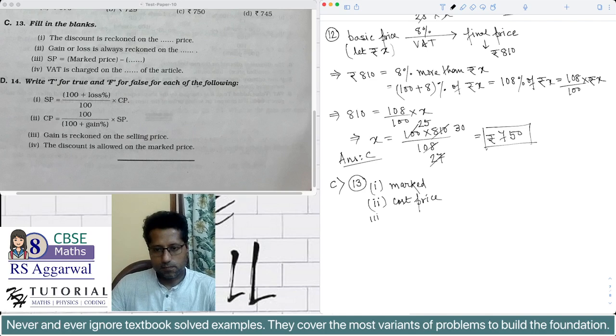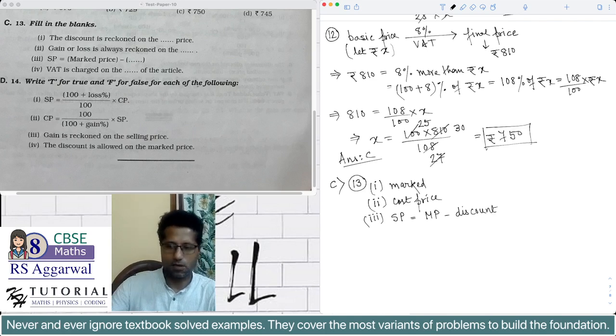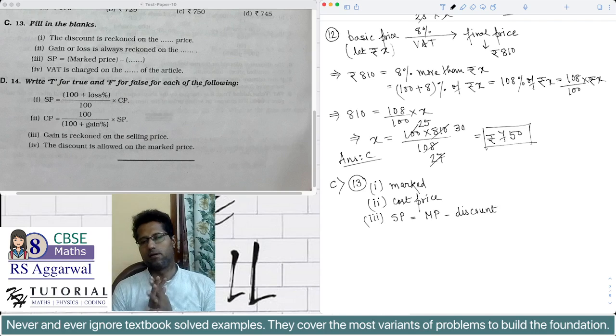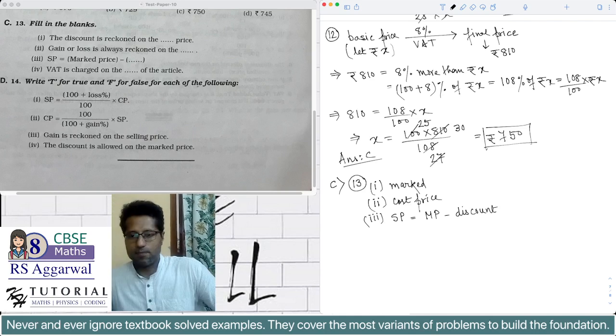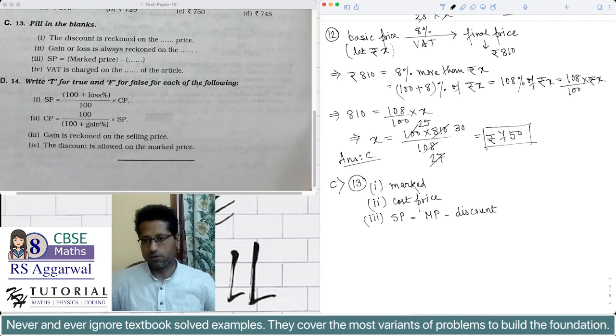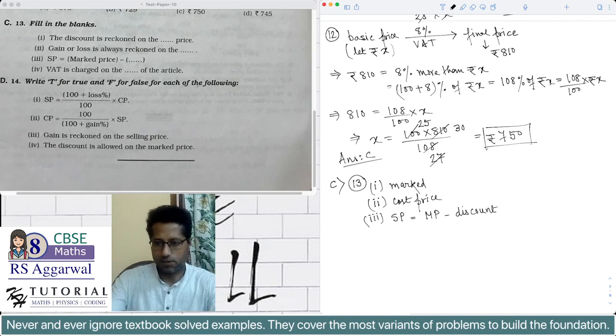Part 3, it is given that SP is equal to mark price minus definitely discount. The final selling price, if on the mark price there is a discount percentage, then definitely the final price will be equal to the mark price minus the discount. Now, what is discount? The discount is the discount percentage of the mark price. So, the answer is discount.